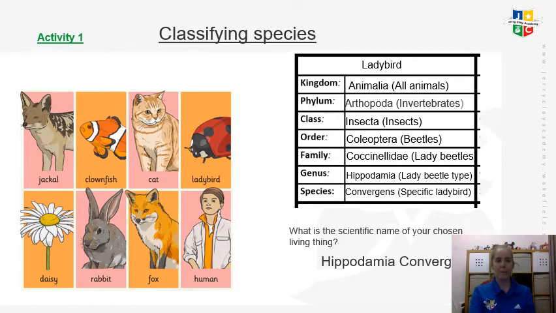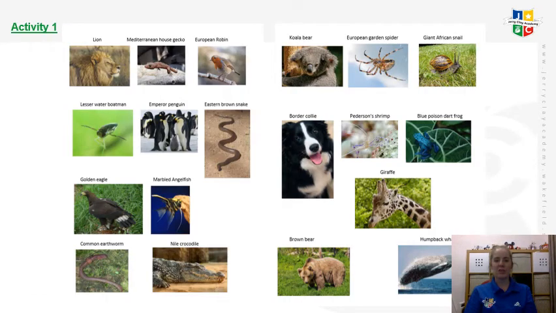Okay? So for your activity this week, what I would like you to do is choose three of the living things that are on the screen in front of you. Then I'd like you to use the Linnaean system to classify them into species. So you will need to go and research them. I don't expect you to have the answers in your head. I'd like you to present it like I did on the last slide with the name of the living thing that you have chosen. So for instance, giraffe.